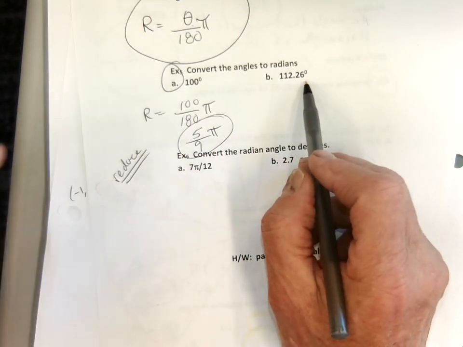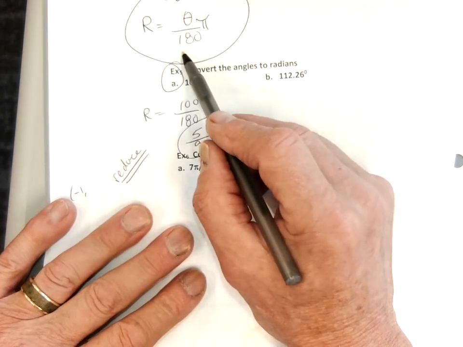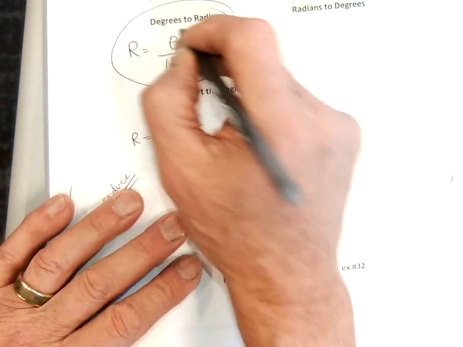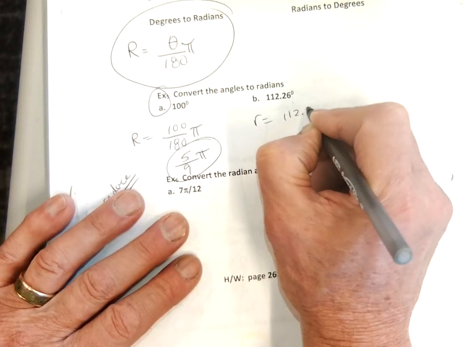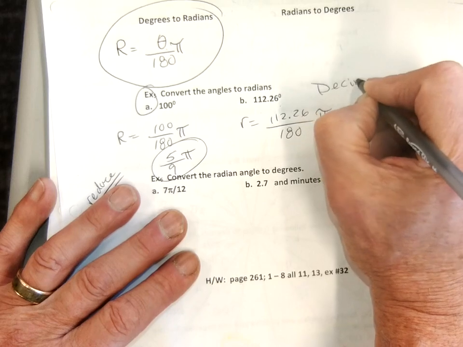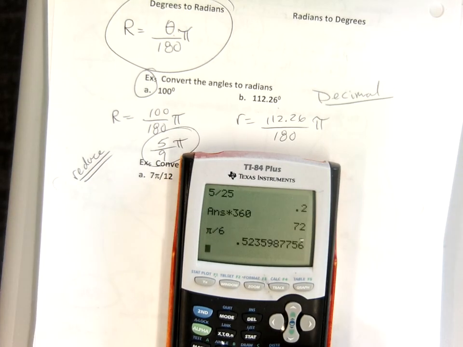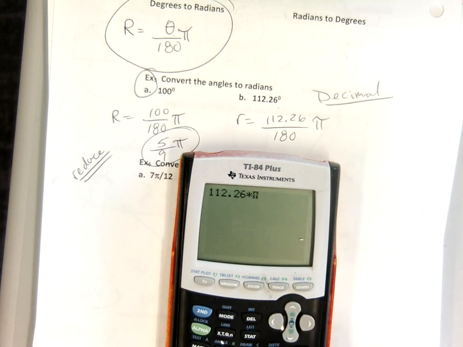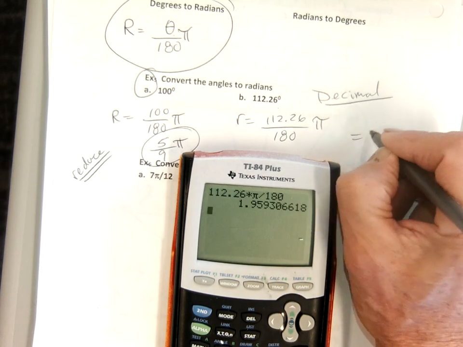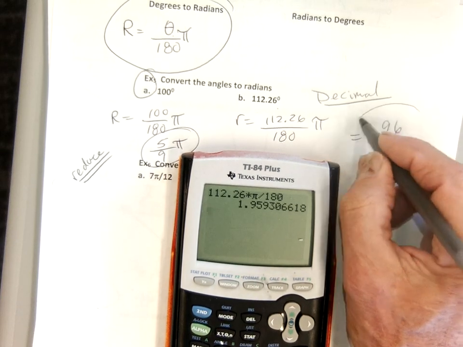Sometimes you can't really make it into a reduced fraction with pi. So sometimes we're going to have to use our formula and have a decimal. So I'm going to use my formula. I'm going to say the radian is equal to 112.26 over 180 times pi. And this time we're going to have a decimal answer. So I'm going to take my calculator and go, what is 112.26 times pi divided by 180, and I get this answer of 1.96 radians.